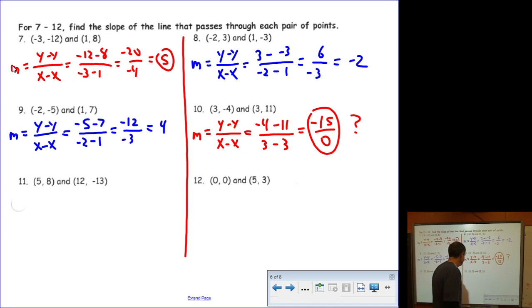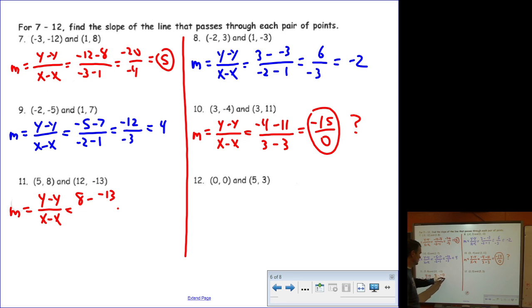Number 11, I would calculate the slope by doing 8 minus negative, forgot to give you the formula, by doing y minus y over x minus x. That's 8 minus negative 13 over 5 minus 12. That would be 8 minus negative 13 is 21, and 5 minus 12 is negative 7. And that simplifies to negative 3.